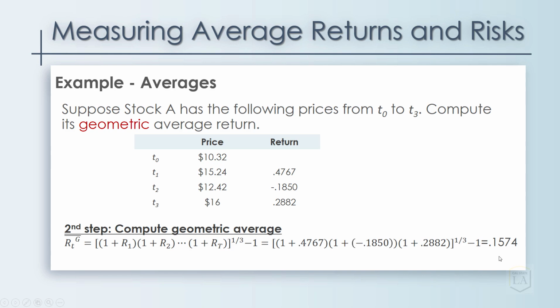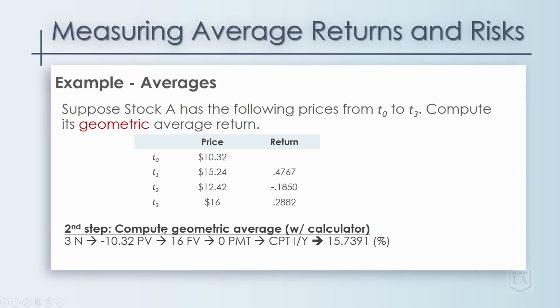So this is your geometric average return, and what it means is if over the 3-year period, per period, you were earning 15.74%, you would have had the same amount of total return as having all these different returns over the 3-year period. And now, what if you didn't want to do the formula work, and wanted to do this with a calculator?